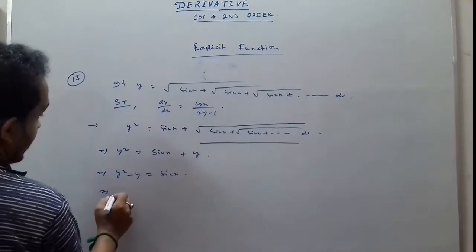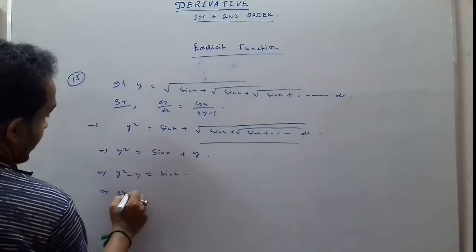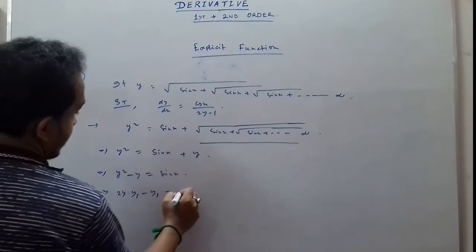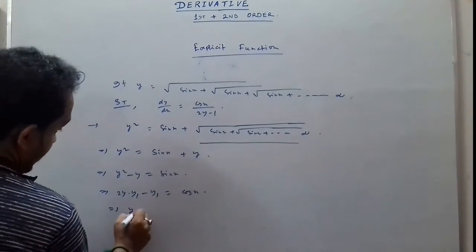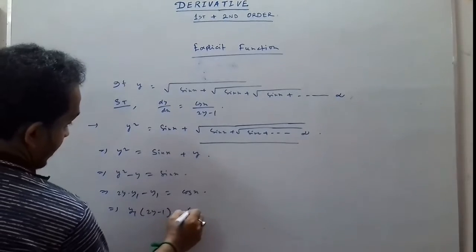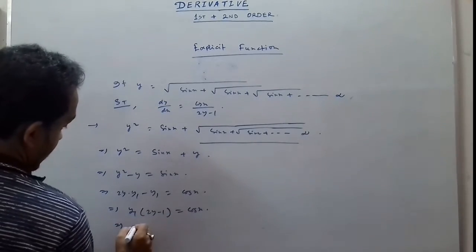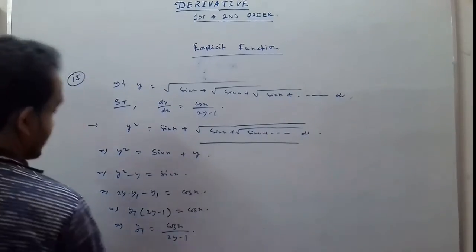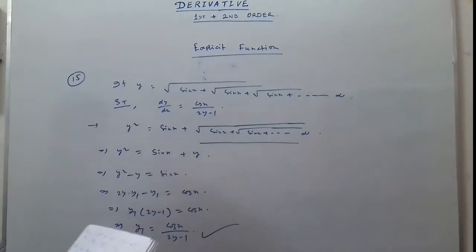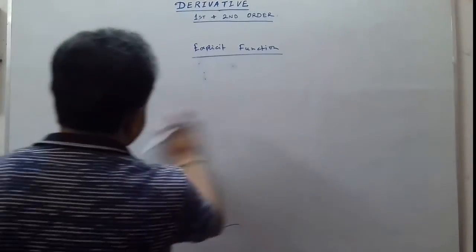That is y square minus y is equal to sin x. So differentiating with respect to x, we get 2y into y1 minus y1 is equal to cos x. Taking y1 common, we get (2y minus 1) y1 is equal to cos x, or y1 is equal to cos x divided by 2y minus 1. This is the answer. This is problem number 15. Now problem number 16.